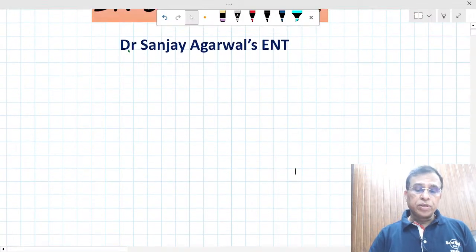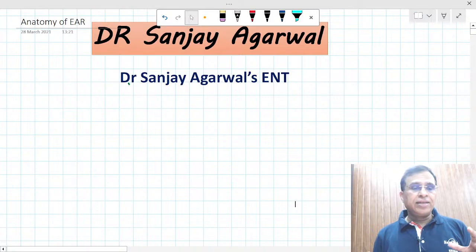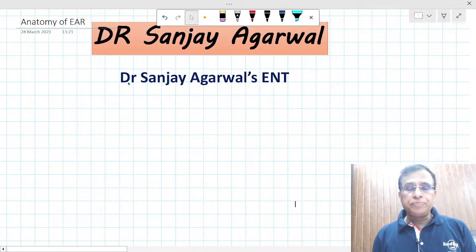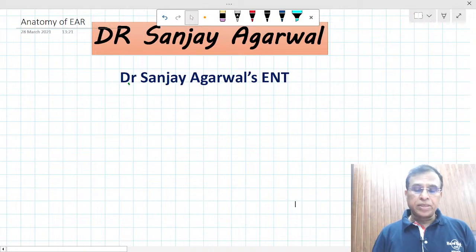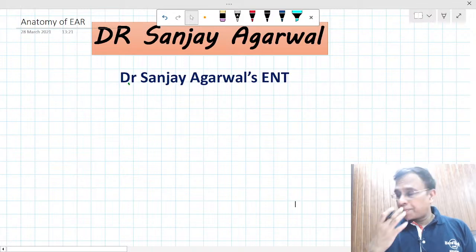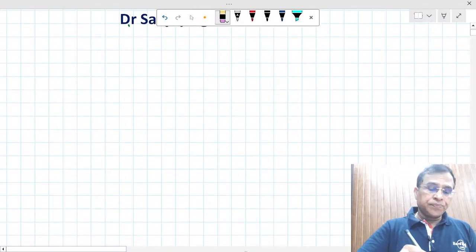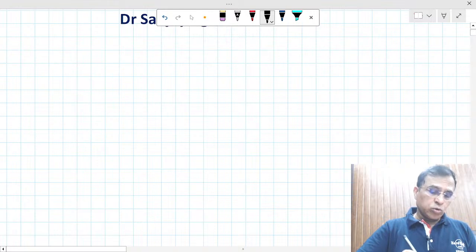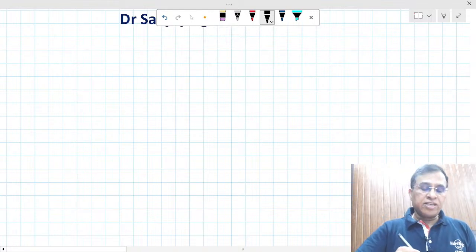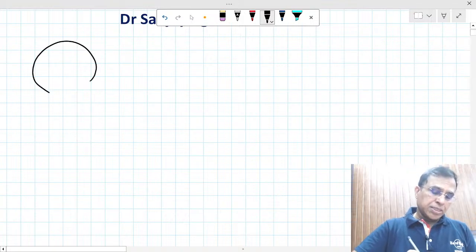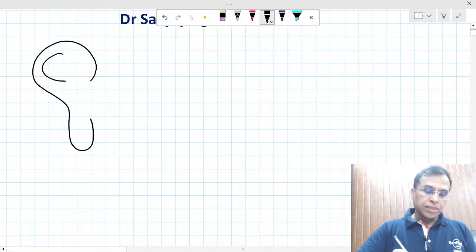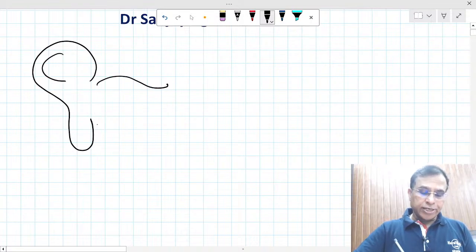Now if I ask you what are the parts of the ear, every medico knows that ear gets divided into three parts. We call them external ear, middle ear, inner ear, right? And when you look at somebody's face, the only part of the ear that you can see is the pinna, and I draw the pinna like this. So guys, if you're making notes, please draw this very simple diagram with me. So let's say this is pinna, then there is a canal called external auditory canal.